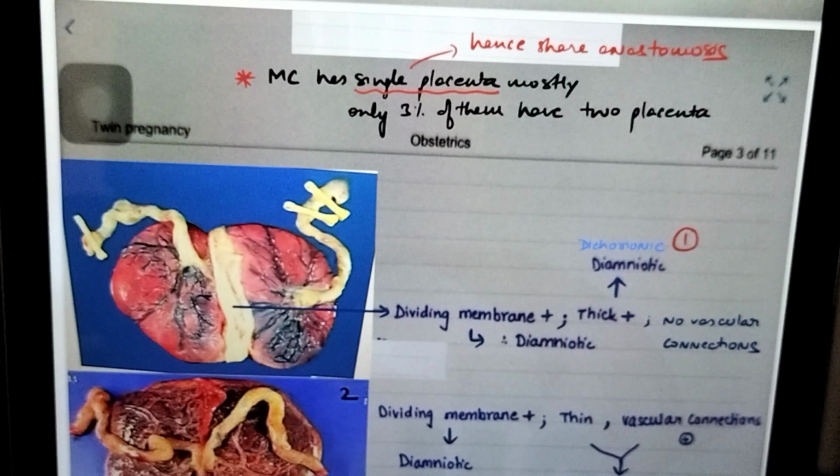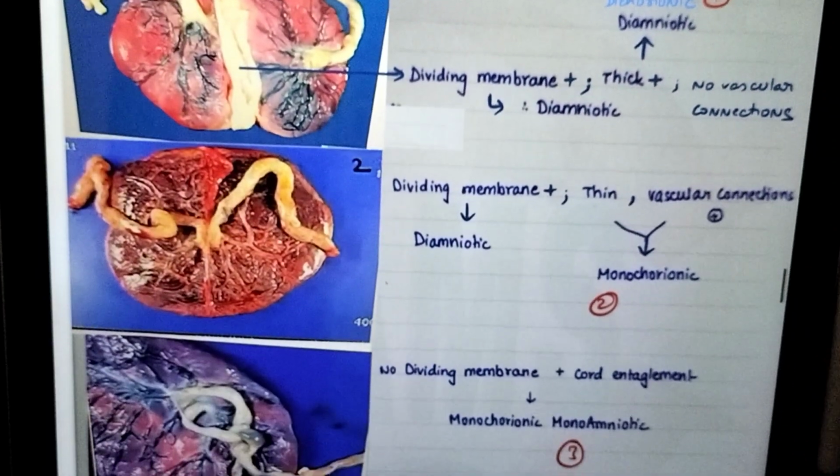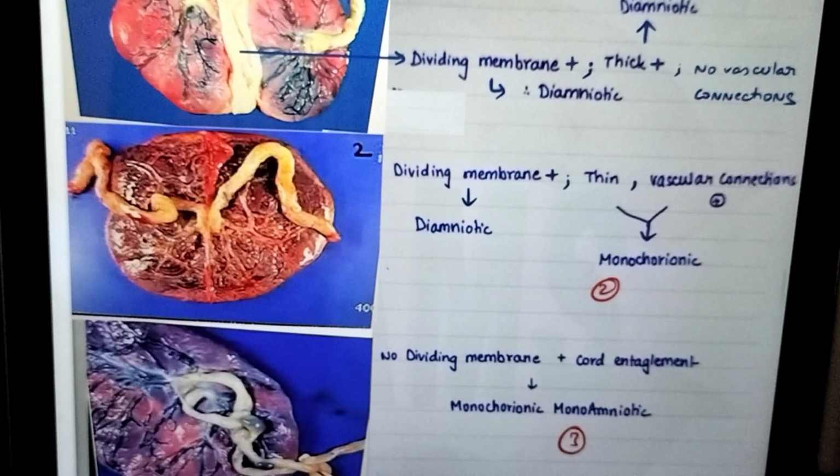Now, most commonly, they have a single placenta and only 3% of them have two placentas. This is regarding the twin pregnancy. And in a single placenta, there will be presence of anastomosis. In the second image, there is a presence of dividing membrane, hence it is diamniotic. There are thin vascular connections present, hence it is monochorionic.